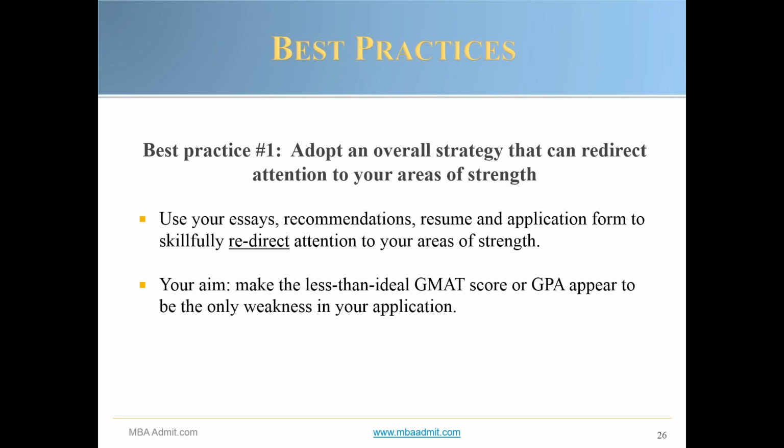And then again, long-term goals, looking to the future and away from the past, can be a very effective strategy for shifting attention, and again can sometimes help persuade the committee that you have a great deal of potential and that they should very strongly consider you for admission.